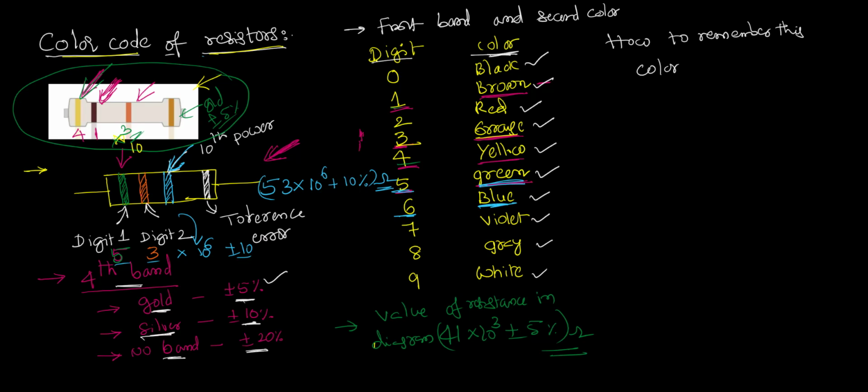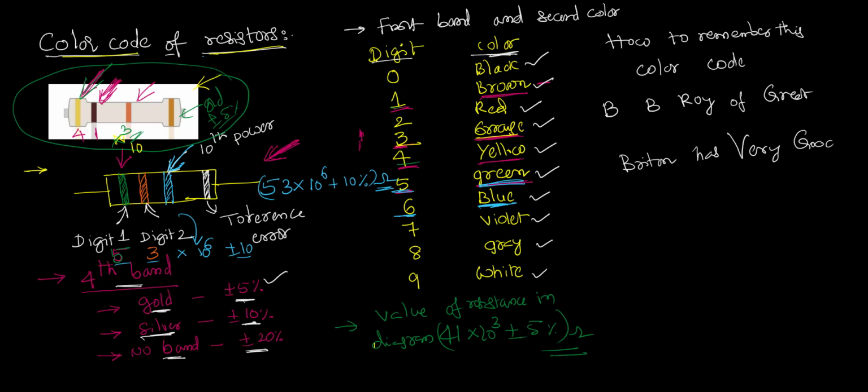To remember this color code, we can have a sentence. Sentence is like this. B B Roy of Great Britain has very good wealth. Somebody say wife. Why shall we say about the wife of someone else? So I am talking it like wealth. So let's look at the sentence, right?